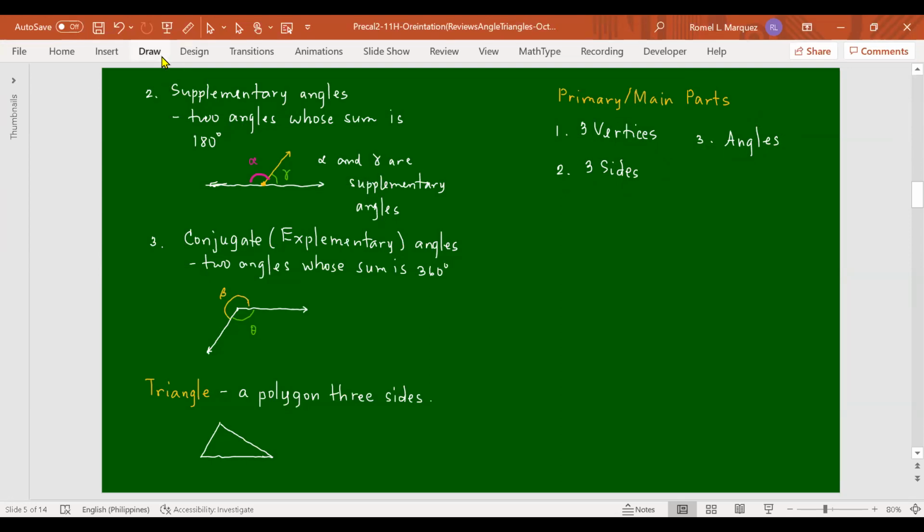Now, for secondary parts of triangles, these are accessories to the triangles. What are the secondary parts of a triangle, guys?